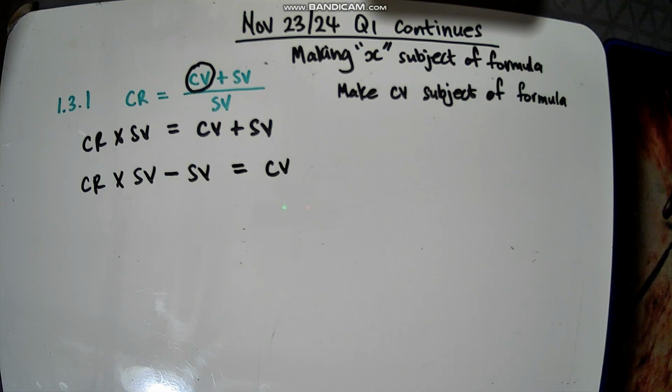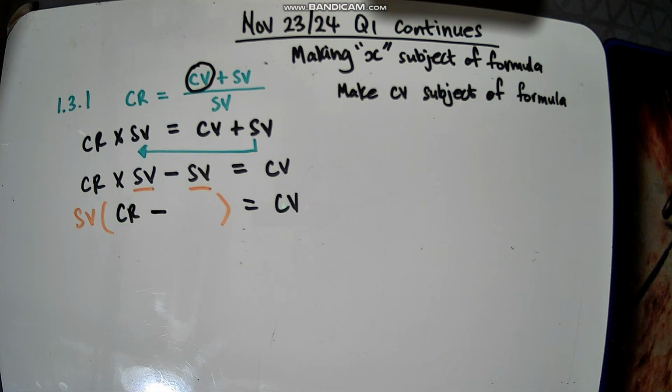Now, this means I moved SV on the right hand side to the left hand side. So the sign changed from plus SV to minus SV. Right? Now, the next step, notice that I see that there's something very common on the left hand side. So SV is a common factor. What will be left in the brackets if I remove SV? So here we got SV times CR is CRSV.